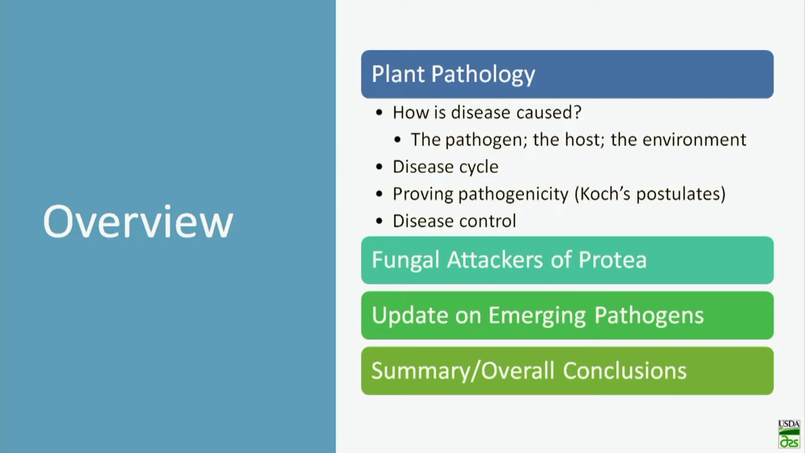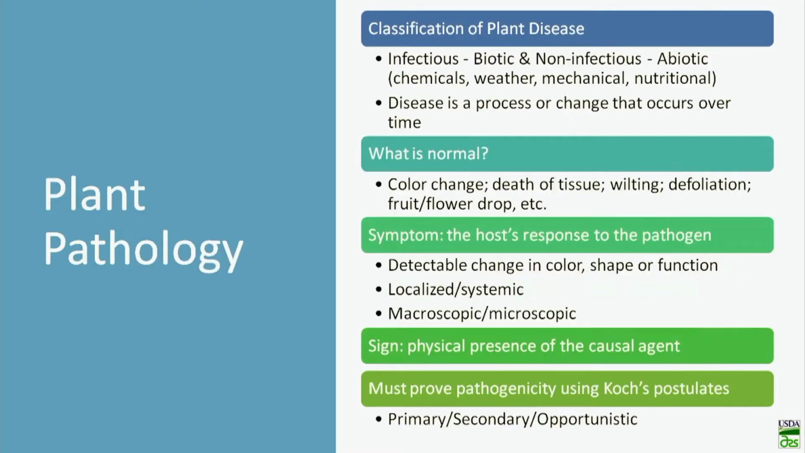To get started today, this is actually what I'll be talking about, the talk overview. Some of the general concepts and definitions of plant pathology, like how is disease caused, what is a disease cycle, and how do you prove pathogenicity. Then we'll move on to the main subject of the fungal attackers of Protea. I'll give a quick update on some emerging pathogens on some other crops in Hawaii and some to look out for, and end with a summary and some overall conclusions.